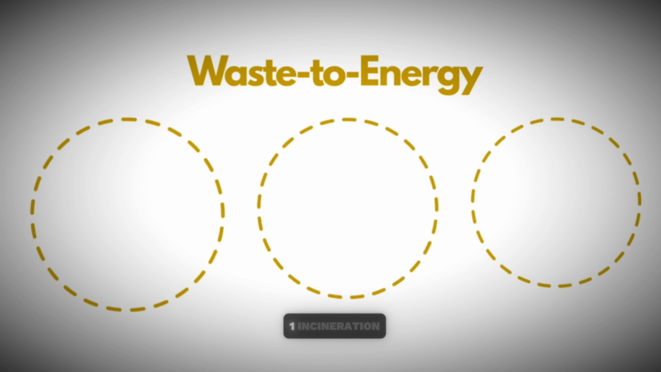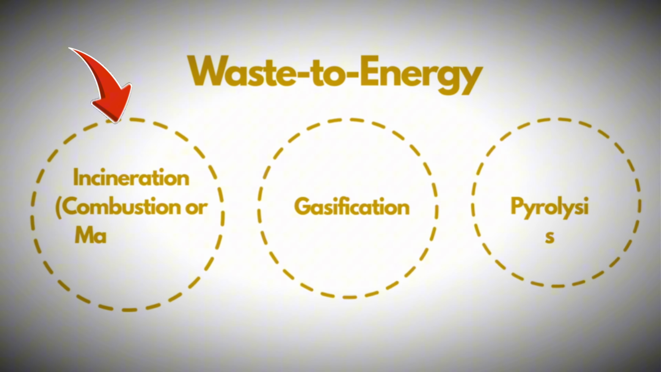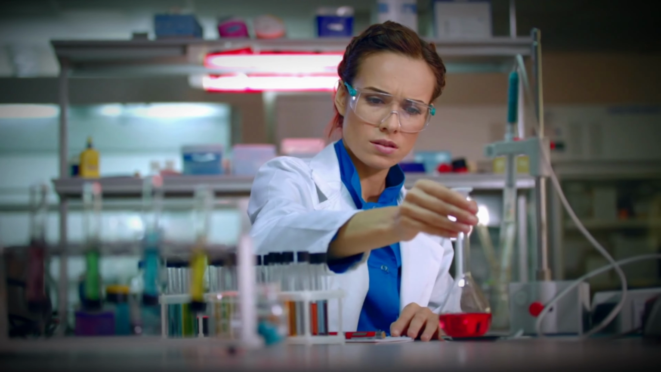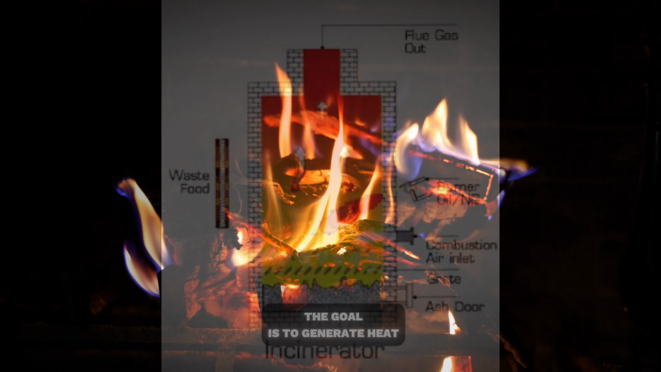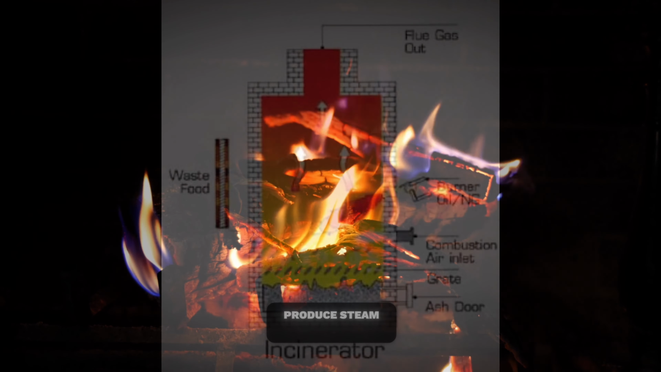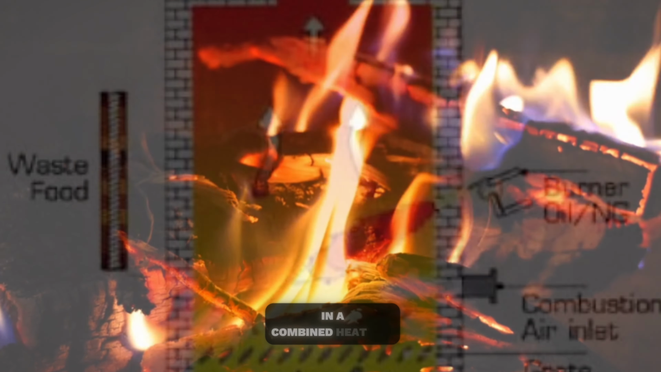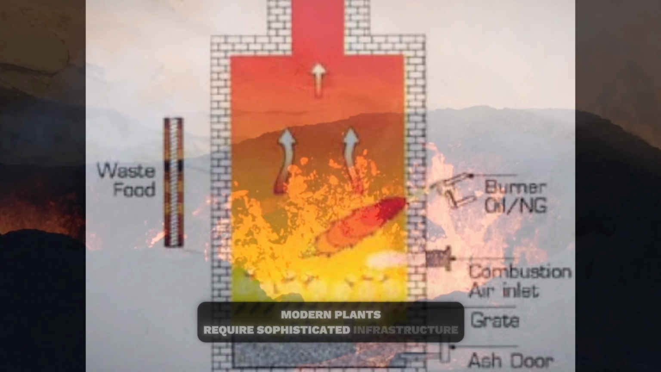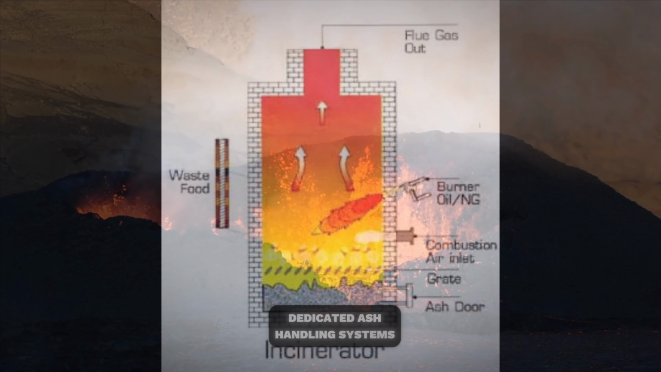1. Incineration, combustion or mass burn. This is perhaps the oldest and most well-known method. Incineration involves burning waste in the presence of excess air. The goal is to generate heat, which is often used to produce steam and/or electricity. This can also be applied in a combined heat and power setup. Modern plants require sophisticated infrastructure, including flue gas cleaning and dedicated ash handling systems.